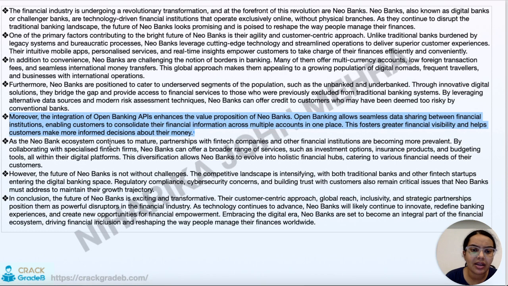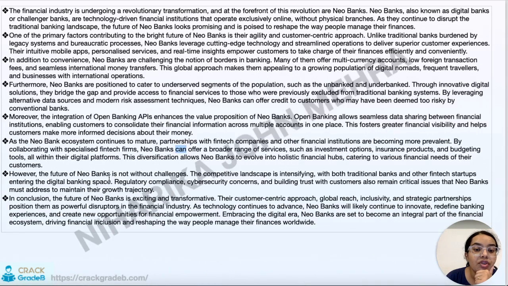As the neobank ecosystem continues to mature, now how it is going ahead. Until now we have seen how things have been going, but how it is moving ahead is what is given over here. They can offer more. Now you can see the diversification point here.